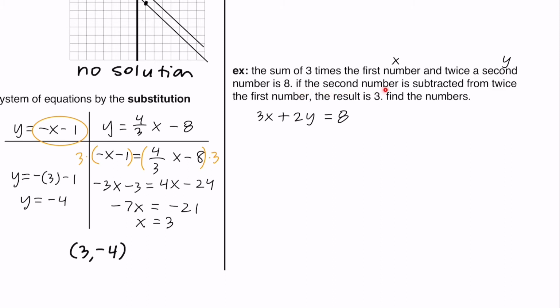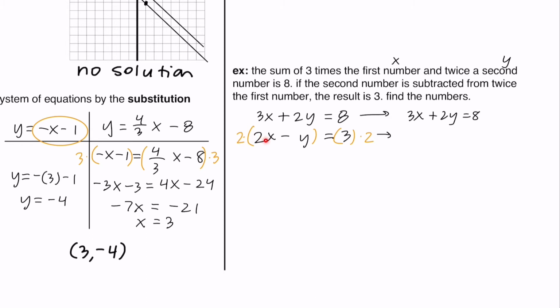Next it says if the second number is subtracted from twice the first number. So let's start with twice the first number, so that's going to be 2x. And then it says the second number is subtracted from that, so we're going to go minus y, and it's equal to 3. So now we have a system of 2 equations and 2 variables, and we just need to solve it either by substitution method or elimination method. Because we have the y's right here, and this is a positive 2, and this already has a negative, I'm going to use the elimination method and just multiply this bottom equation by 2. So let's go ahead and copy over the first equation as is.